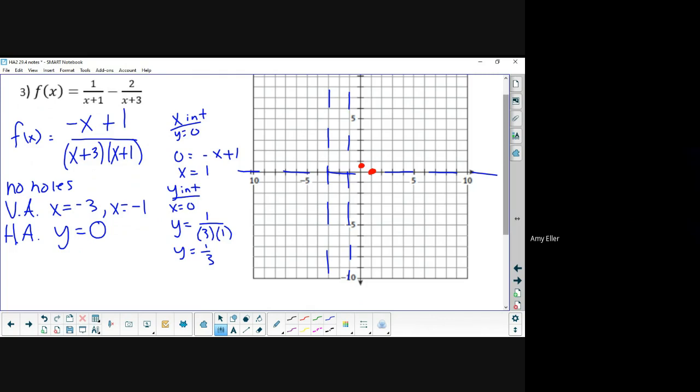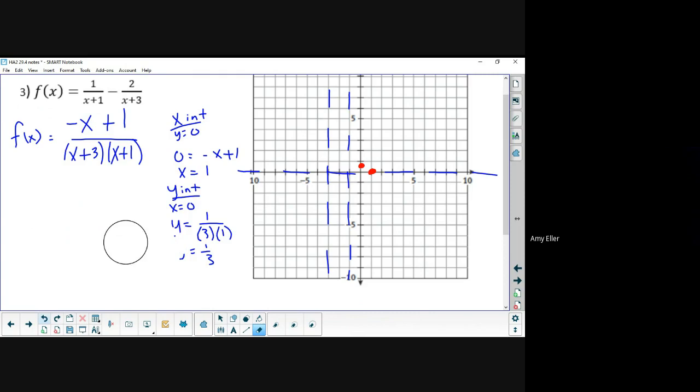Any questions on the work so far? Intercepts, asymptotes. Raise your hand if you want a little more time. So I plug in a 0 for x. So I put a 0 here, a 0 here, and a 0 here. So my numerator was 1. My denominator was 3 times 1. All right.